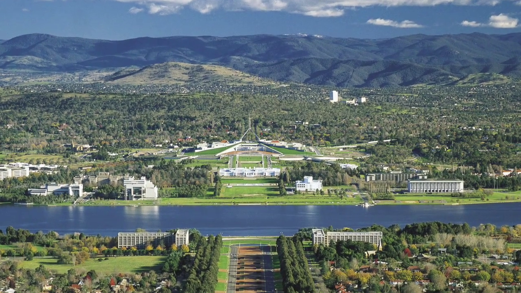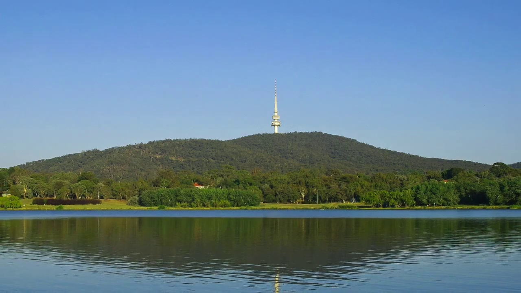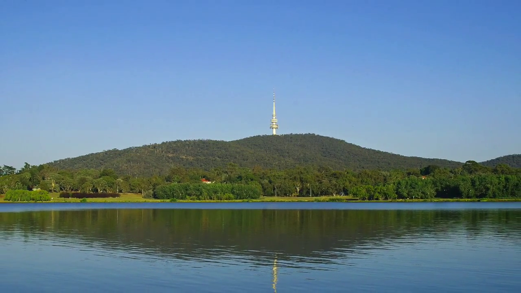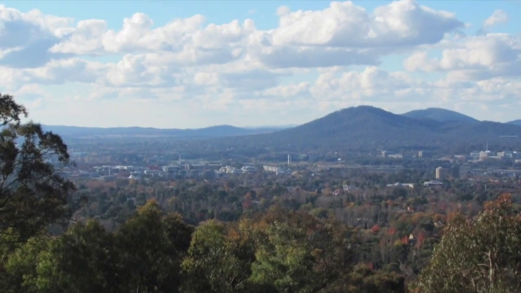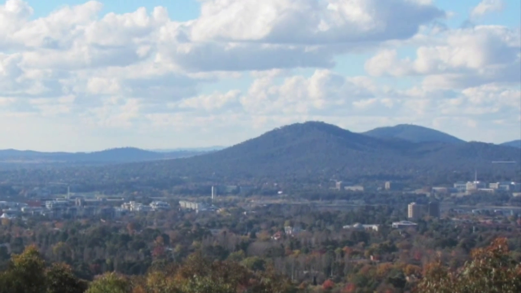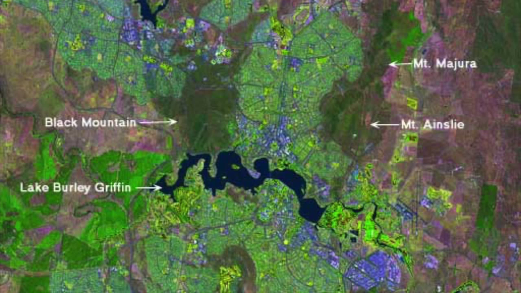There are 2 mountains in the city. The first is Black Mountain and lies in the west of the city. The second one is Mount Majura and lies opposite of Black Mountain in the east of the city. These 2 mountains are a kind of nature border of the capital.